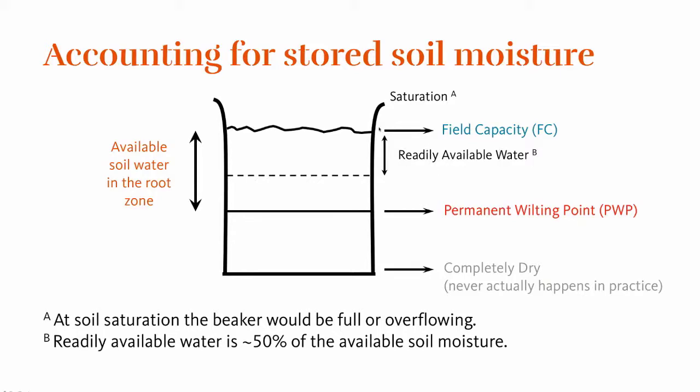The first 50% of that water is what's called readily available water. It's the easiest for the plant to get. The last 50%, as you approach permanent wilting point, becomes much more difficult for the plant to get. And completely dry would be like you dried it in an oven. This never actually happens in the field. There's always going to be some water in the field. The question is whether, and how easily, the plant can get it.